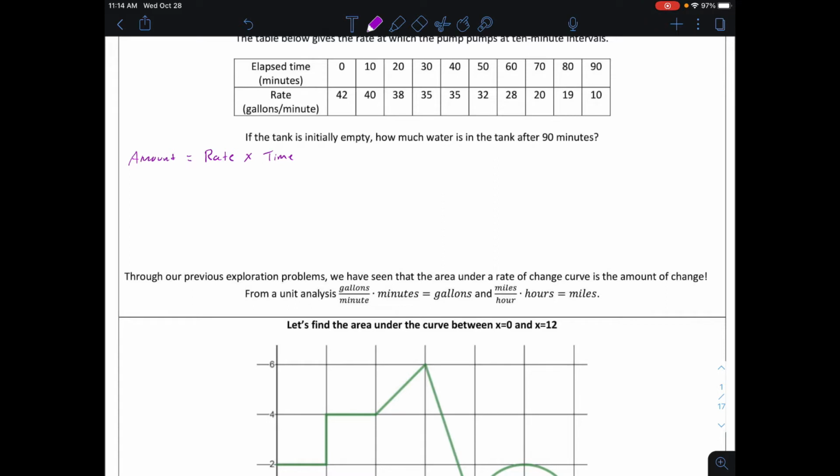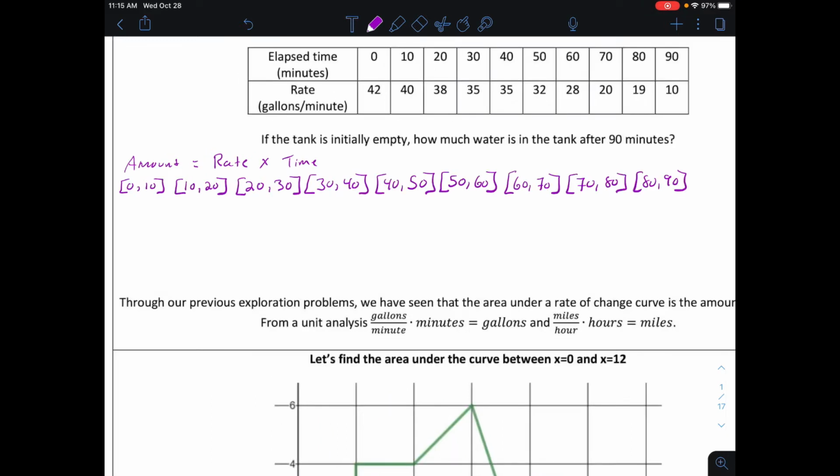Now, what we need to do is take our time intervals, where we go from 0 to 10 and 10 to 20, and we are going to create subintervals from 0 to 90 minutes. So I'm going to go ahead and write those out. Okay, so we have the time intervals written out here. Now, we're just using the numbers that are in the table. So each interval elapses is going to be 10 minutes. So we got an interval from 0 to 10, 10 to 20, 20 to 30, and so on.